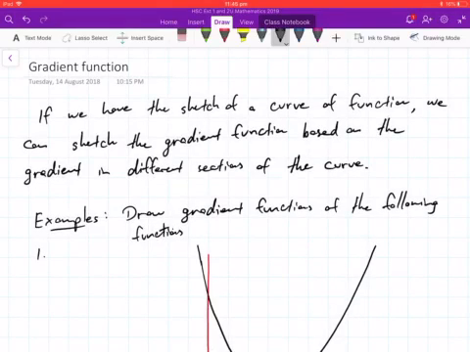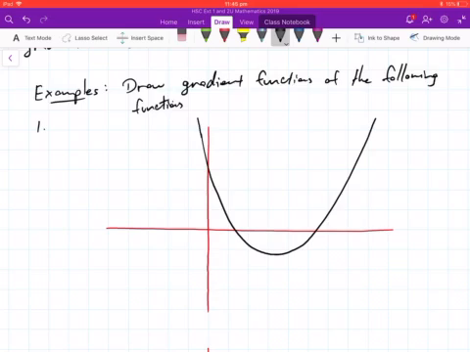Very quickly, we're going to do a couple of examples of gradient function. So if we have a sketch of a curve of a function, we can sketch the gradient function based on the gradient in different sections of the curve. If we call this f of x, it's important to see that we don't know exactly what the gradient is, but we can see sections of the curve which have positive gradient, sections which have negative, and if one's negative and one's positive, at some point it has to cross over from negative to positive, so there must be zero.